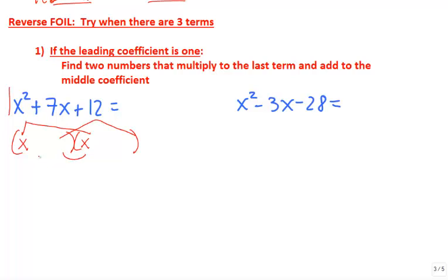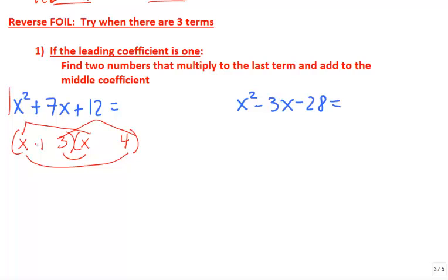So these are the outers and these are the inners, that is where the middle term comes from. So if we want to figure out what numbers should go here and here, not only do we need 2 numbers that multiply to 12, but we also need those 2 numbers to add or subtract to this 7x in the middle. And if you think about the factors of 12, 3 times 4 multiplies to 12, but 3 plus 4 is also 7. So let's try a 3 and a 4.